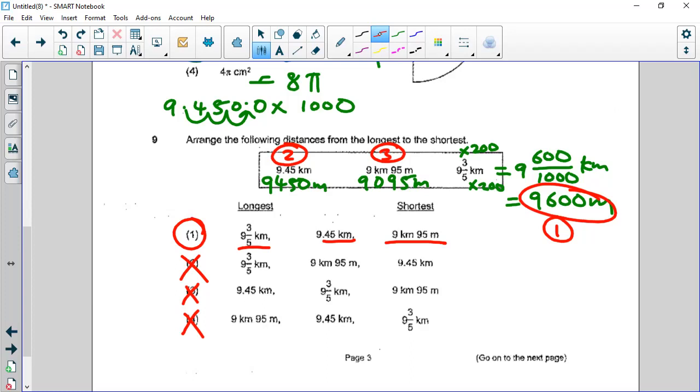Okay, so copy down the corrections. If you don't have time to copy down, you can watch the video to catch up.